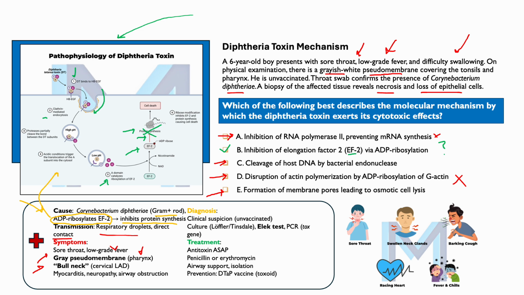You can see cervical lymphadenopathy, myocarditis, neuropathy, and airway obstruction as possible symptoms. For diagnosing, we can do culture, Elek test, or PCR. Treatment: antitoxin ASAP. Otherwise, penicillin or erythromycin is available. Airway support if needed. Isolation, of course. And prevention: DTaP vaccine.